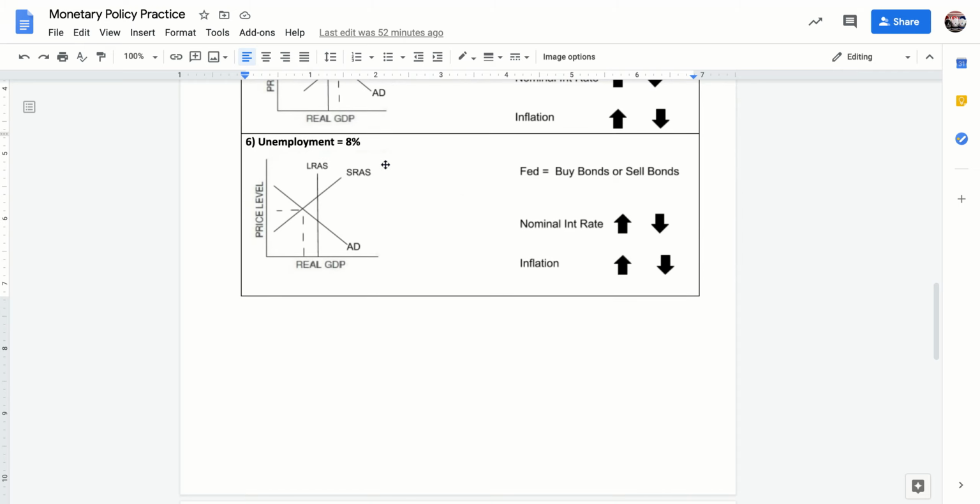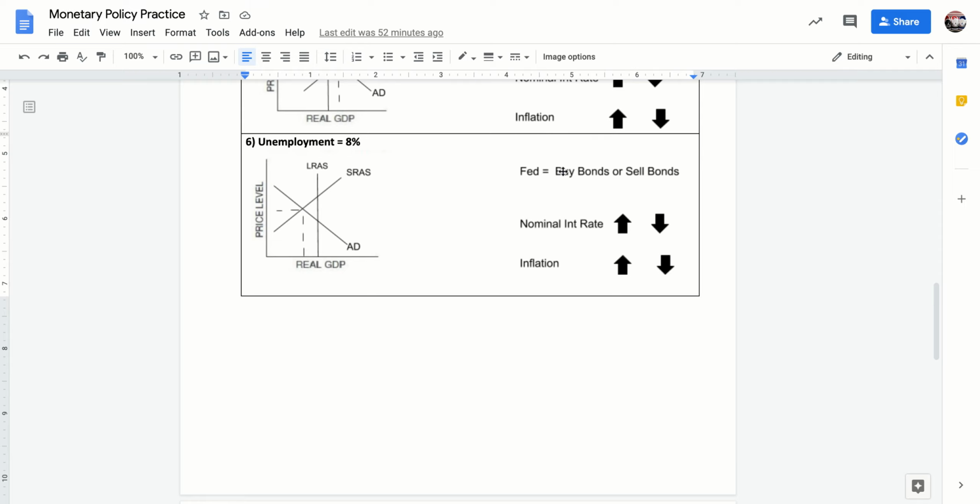Number 6, if the unemployment rate is 8%, that's really high. Remember, our natural rate of unemployment is somewhere around 4.5 to 5%. So if we have a high unemployment rate of 8%, we're going to be in a recession. To get out of a recession, the Fed would want to increase the money supply to get people to spend again. So they want to make it easy to get money. This would be called an easy money policy.